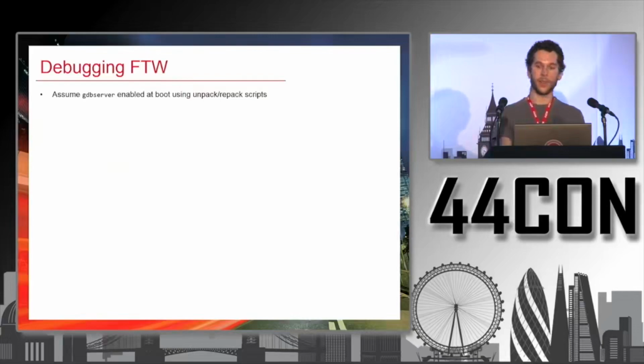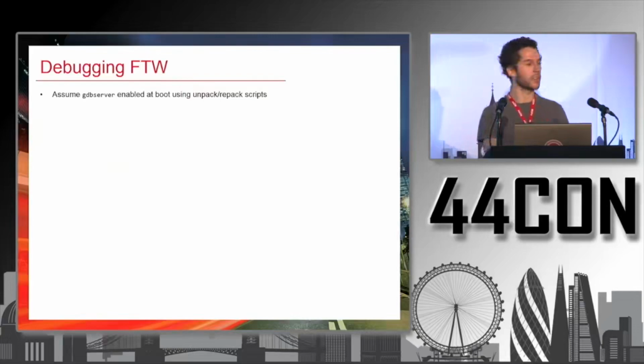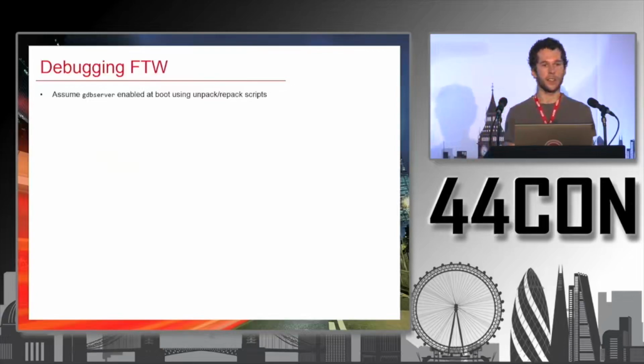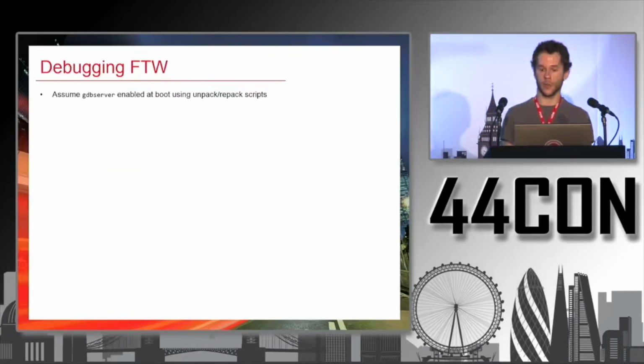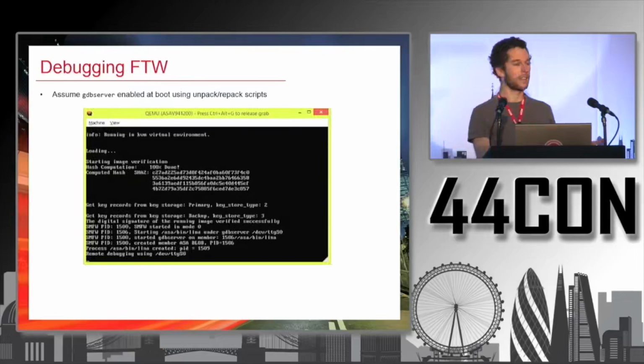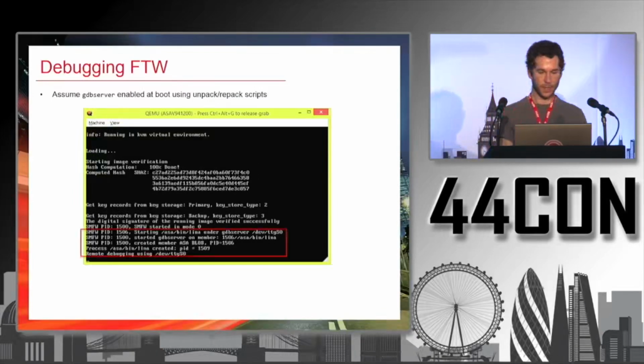The first thing we assume is that GDB server is enabled. So instead of using the old technique that Exodus Intel gave, we can enable GDB directly by modifying the file and repacking the firmware. So we get this GDB server waiting for us. Here it is in GNS3. We can see GDB server is waiting for us to connect.